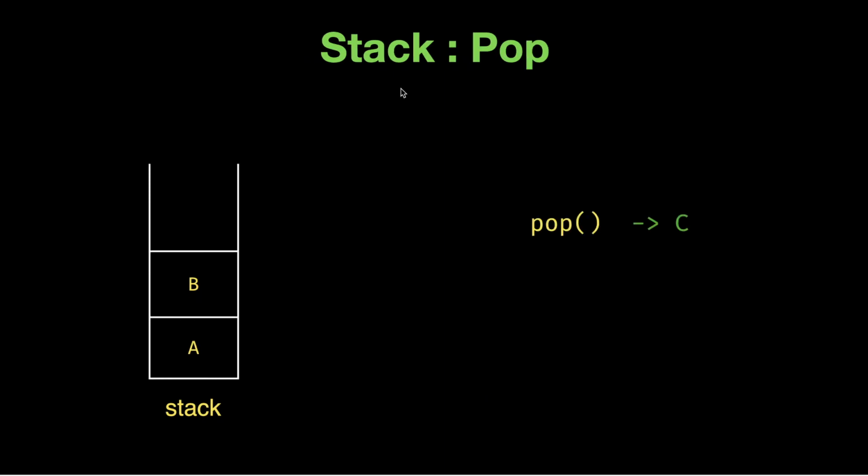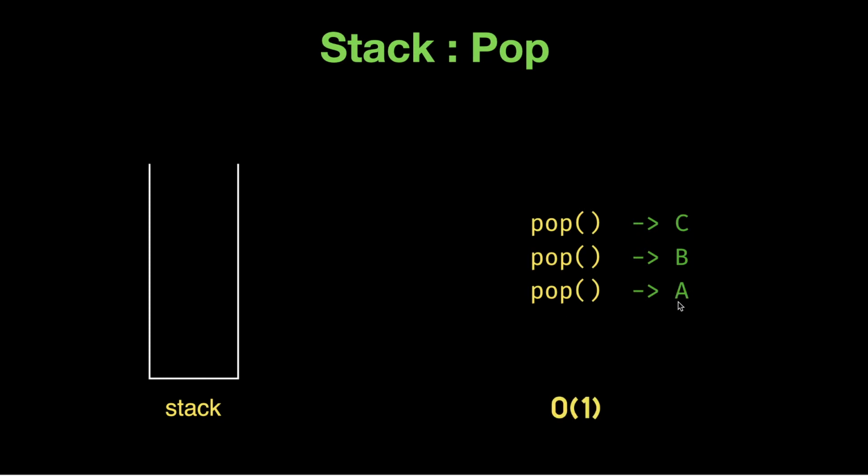So if we say pop on the first stack, it will give us C, the top of the stack, and C will get popped out. If we call pop again, B will get popped out and it will return us B. If we say pop again, the last element A will also get out and it will return us A.